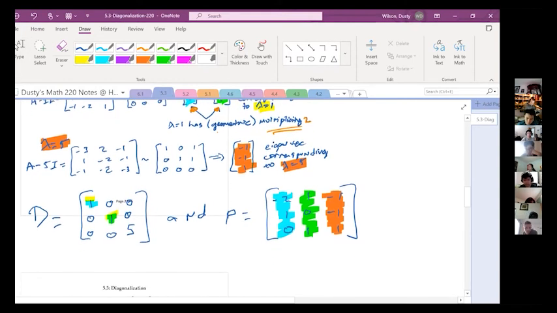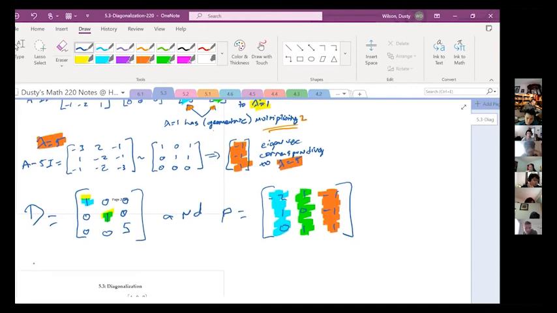You might say, what did we just do here? What we're saying is, if D equals that and P is there, then A is equal to P D P inverse. And you should be able to dump those into your calculator and check if you wanted to.